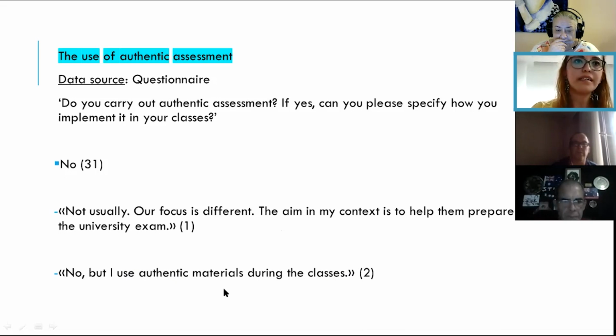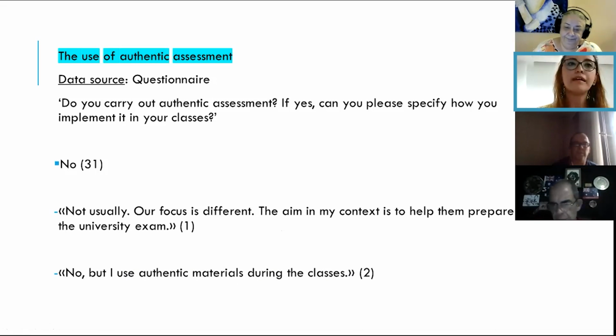But I see a dilemma here with this teacher's response. If you use authentic materials during the classes, why not give assessment tasks that are authentic to the learners? So this is a kind of dilemma, I guess, because we have to have a harmony between our ways of teaching and also ways of assessing learners.